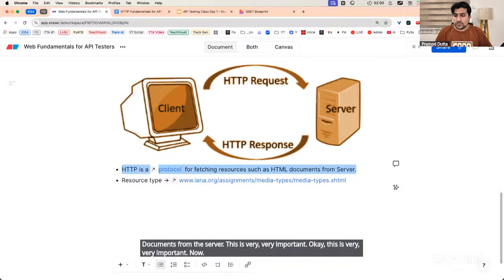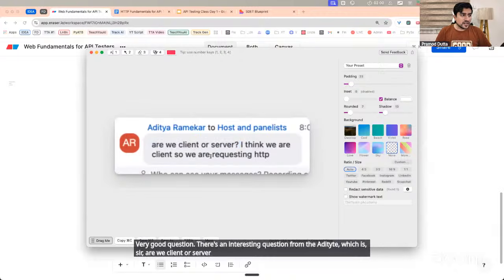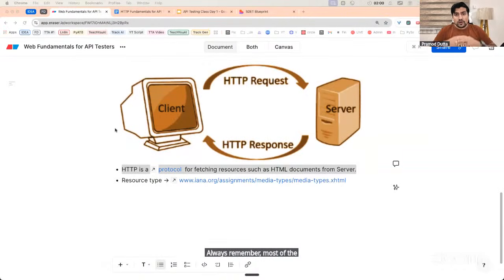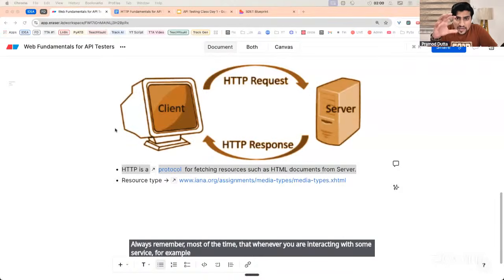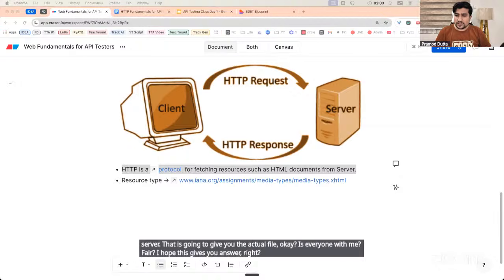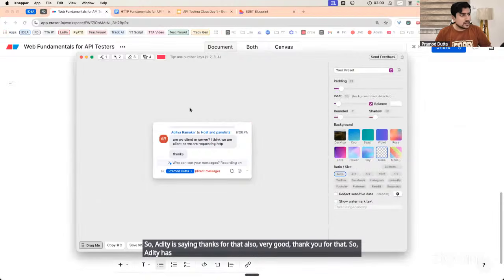Now, very good question. There's an interesting question from Aditya: sir, are we client or server? I think we are the client because we are requesting something, right? Always remember that whenever you are interacting with some service, for example, whenever you type google.com, the Chrome browser that you are using is already a client, and you are requesting from a Google server, which is the server that is going to give you the actual file. Is everyone with me? I hope this gives you the answer, right? Aditya is saying thanks for that also. Very good. Thank you. So Aditya's answer is clear now.